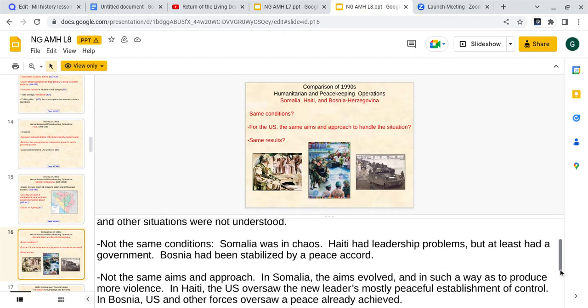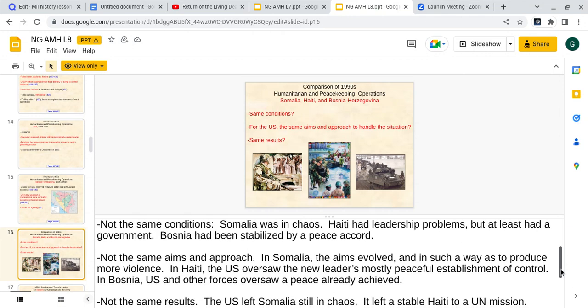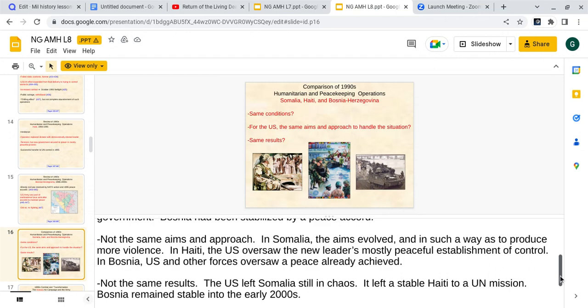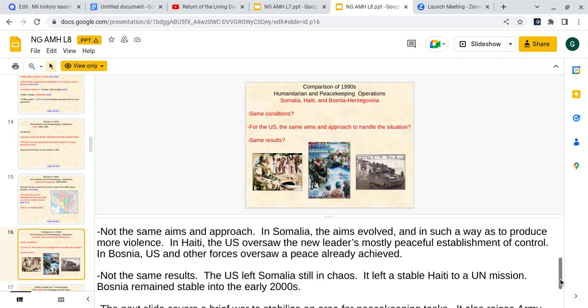As for the aims and approach, in Somalia, the aims evolved, right? We started off just bringing food, and inevitably we got our hands dirty. We had to get involved with violence, and we had to fight against the warlords there. In Haiti, the U.S. was just there to oversee the placement of a democratically elected leader to replace the bad dictator, and this was a pretty peaceful, simple operation. It happened pretty peacefully and was successful. And then in Bosnia, the U.S. and other forces just oversaw a peace that was already achieved. So we're just pretty much making sure things stay peaceful in Bosnia.